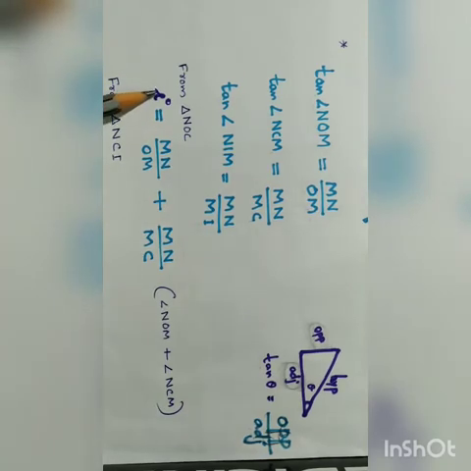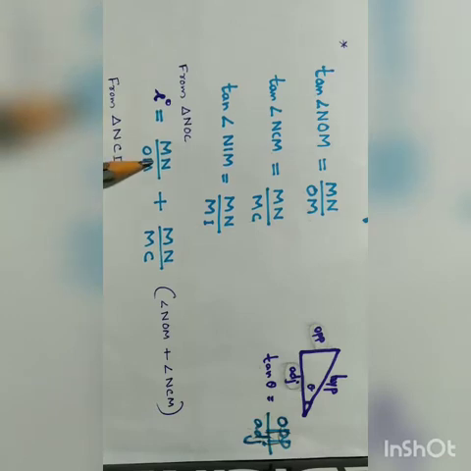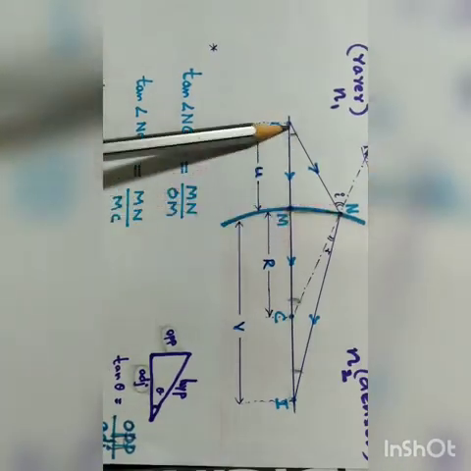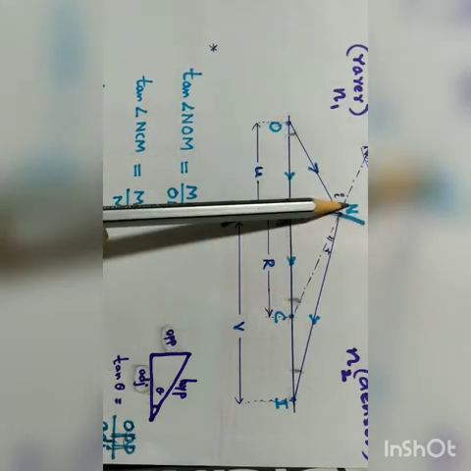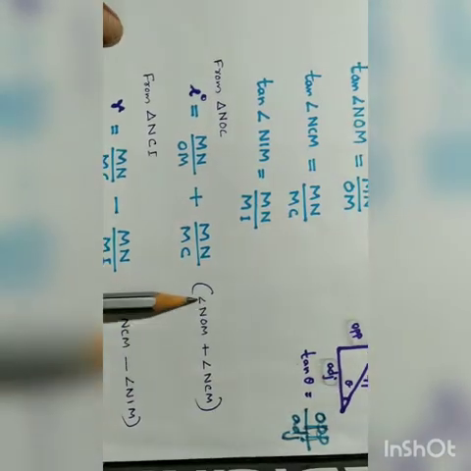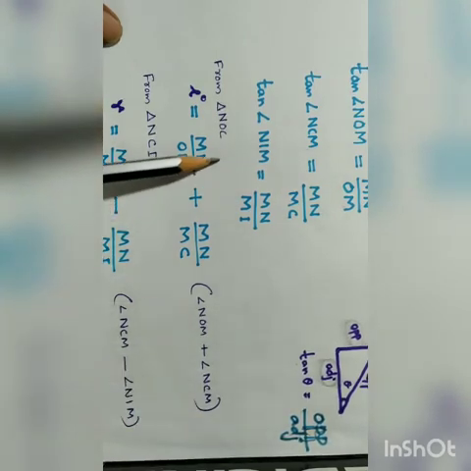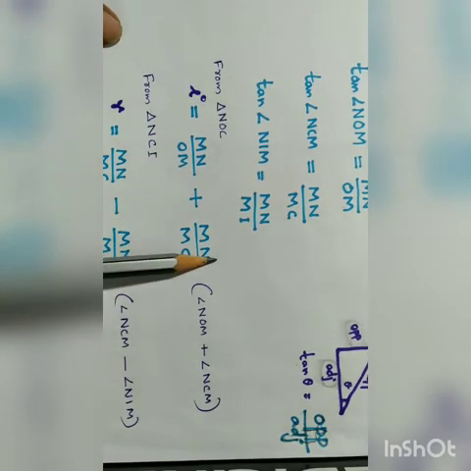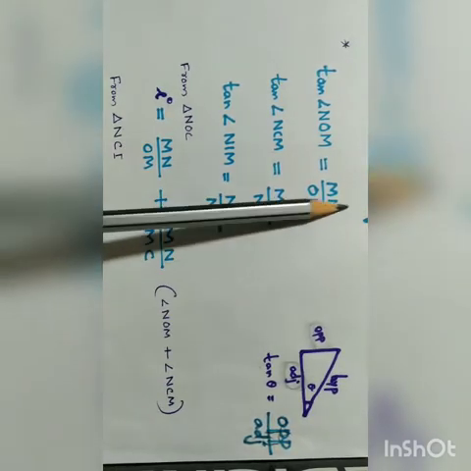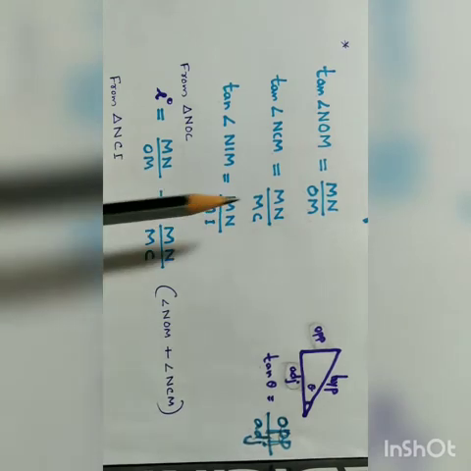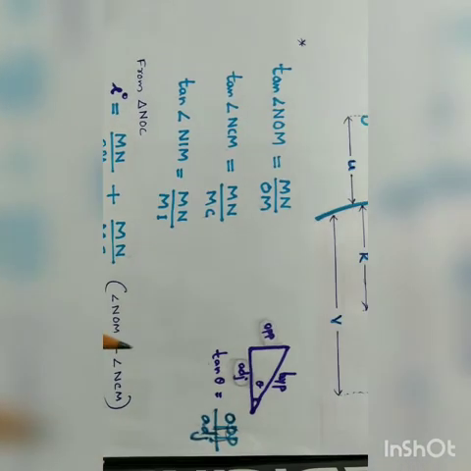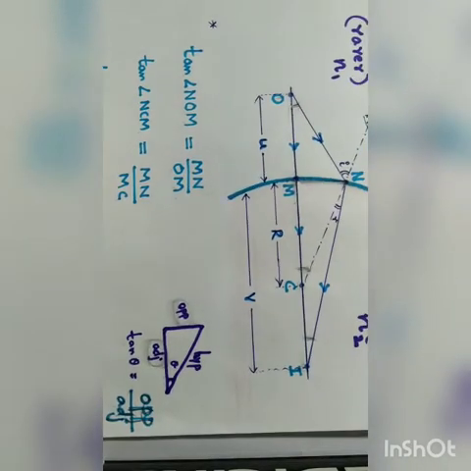Why? Because the angle of incidence is equal to the sum of the opposite angles. These are the opposite angles of this triangle. Angle I is the sum of this one and this one, NOM and NCM. So instead of NOM and NCM, I am writing MN by OM and MN by MC. Where did we get that from? From these two relations. The same thing we are going to apply for the angle of refraction. Okay, that also you have to listen very carefully.